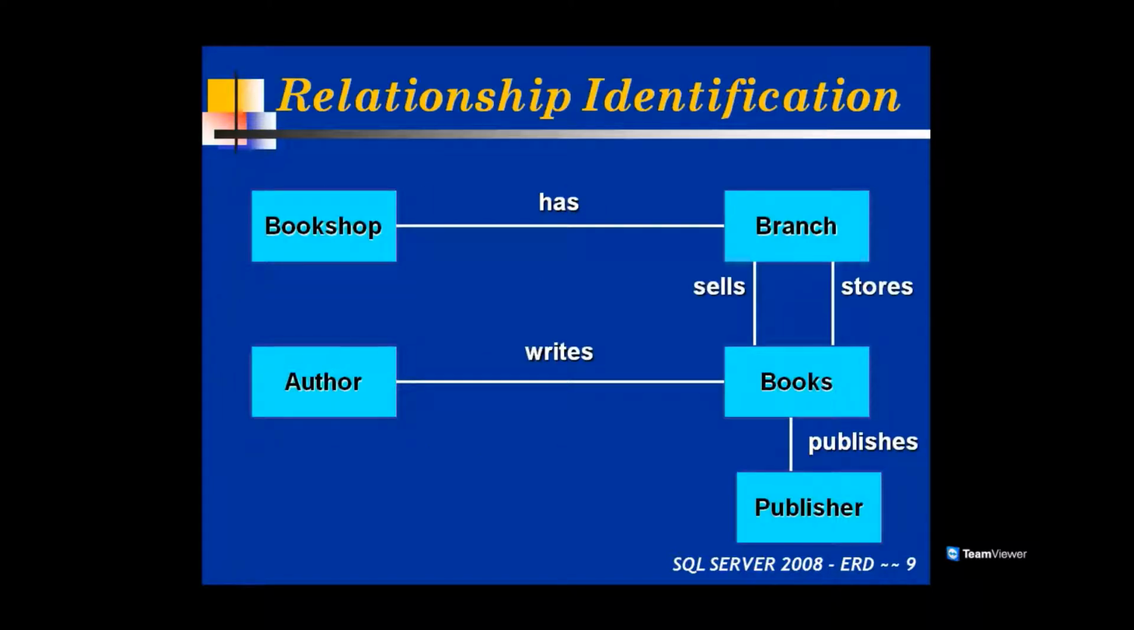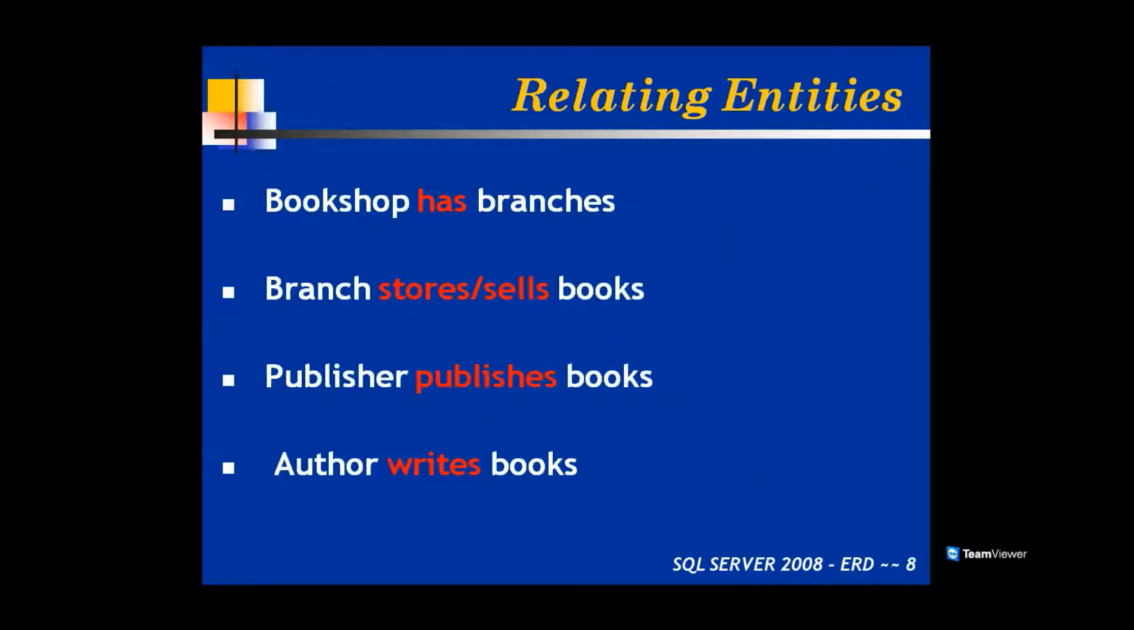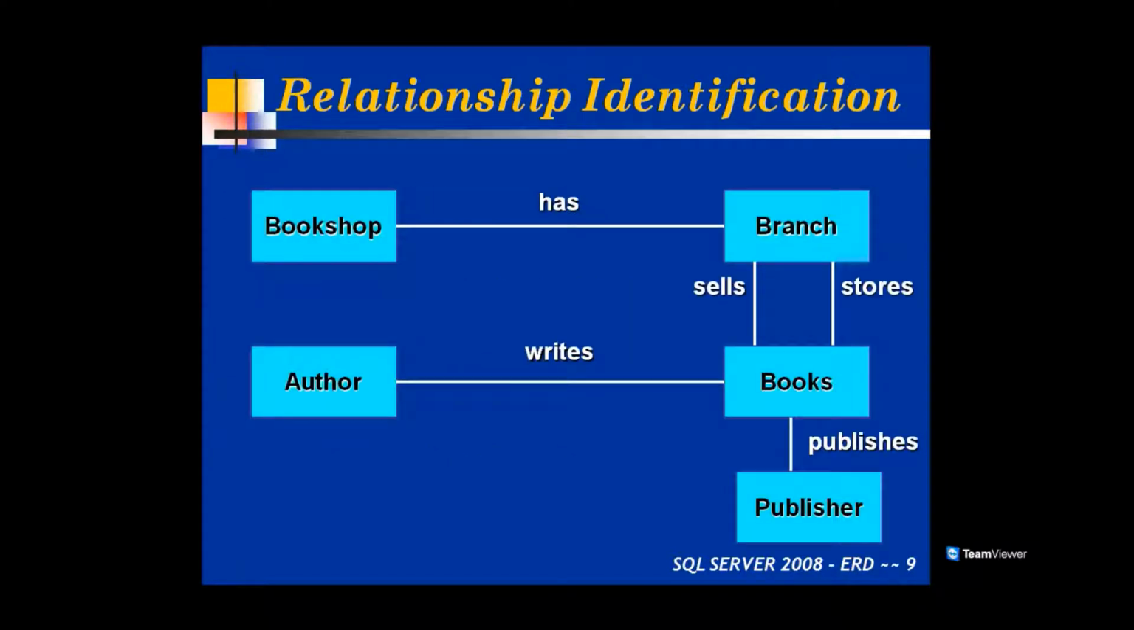So like that, all the verbs, has, stores, sells, purchases, writes, are nothing but they are connecting two nouns. That is the relationship. Now you have to build the complete relationship in the diagram. So now you have a sequence in the diagram. Bookshop has branch, branch sells books, and branch stores books, and author writes books, and publisher publishes books.